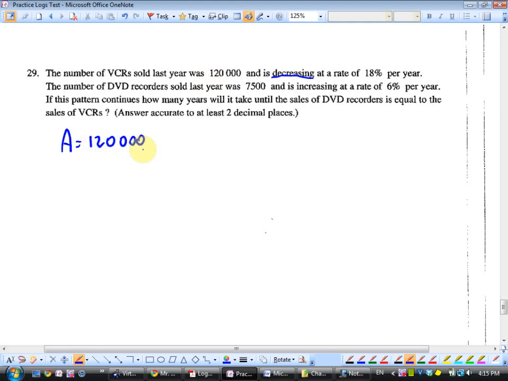Okay, folks, if I'm decreasing at 18%, what am I putting there? Not 0.18. 1 minus 18%, which in your head is, I heard 82%, which as a decimal is 0.82. And I'll go to the T, and it's per year, so it's over 1. I'm not going to bother writing the over 1. Now, that's for VCRs.